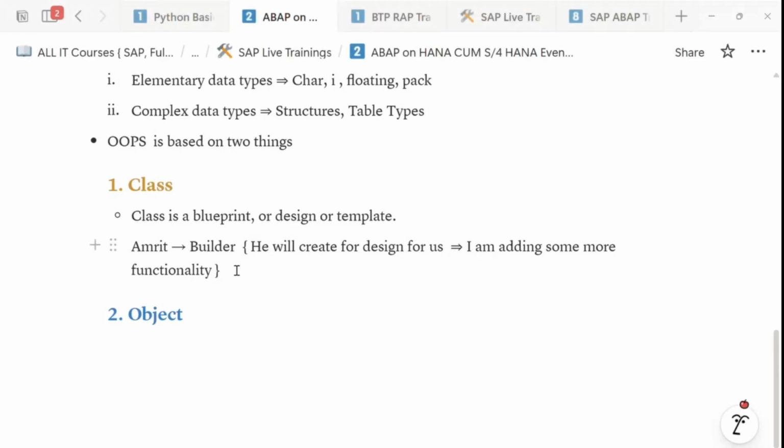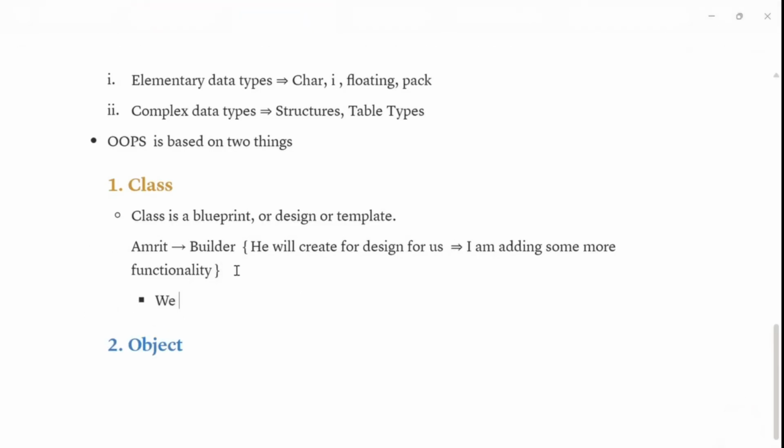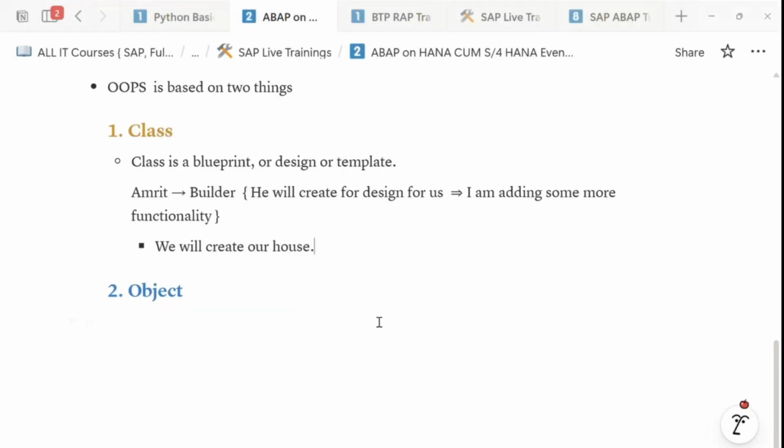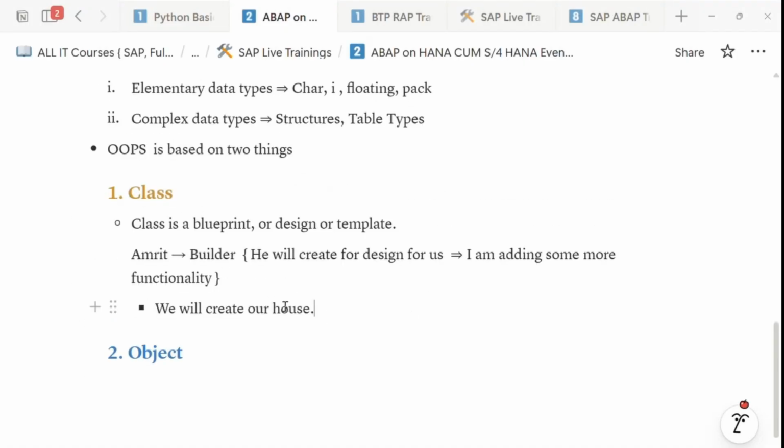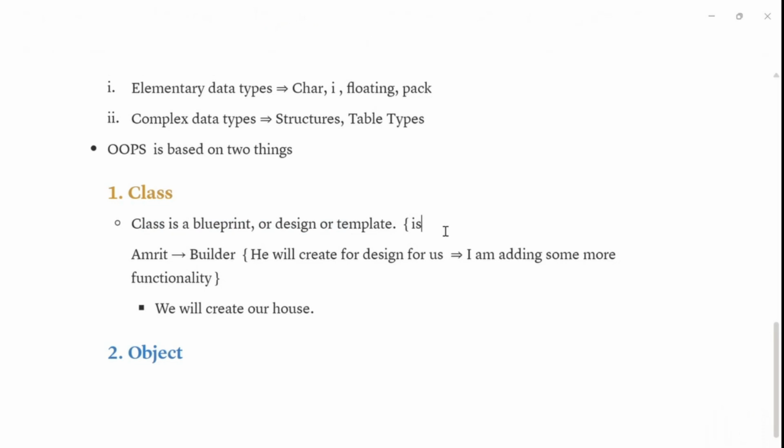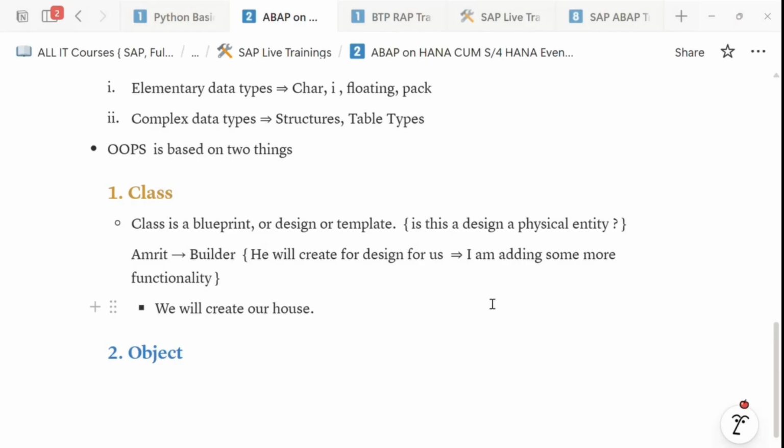Now he said, okay, it's fine. So now we will create our house. He will start building. He will bring the labor and all the materials that are needed, I will purchase them, and then he is going to build the house for me. Correct. So it is a design. Now tell me, is this design a physical entity? Very first question.